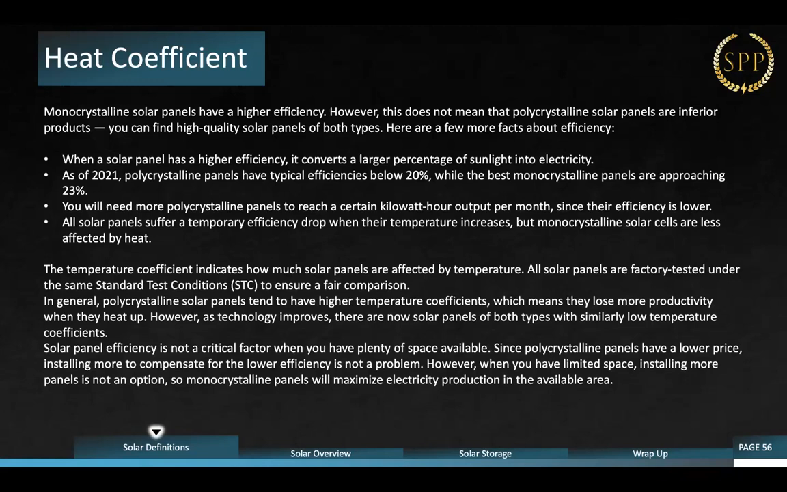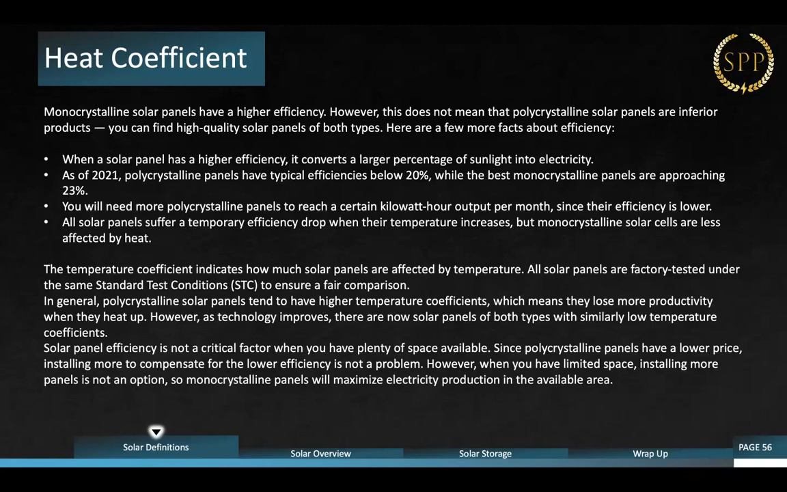In general, polycrystalline solar panels tend to have higher temperature coefficients, which means they lose more productivity when they heat up. However, as technology improves, there are now solar panels of both types with similar low temperature coefficients. Some, not all. REC is probably the best poly panel that you can get. It still doesn't mean that's great. It's still a good panel, and I don't talk trash about it at all.